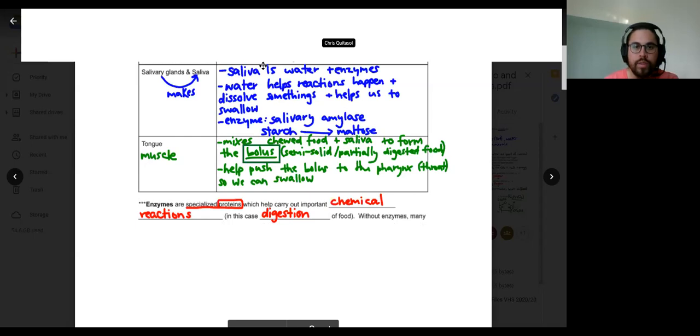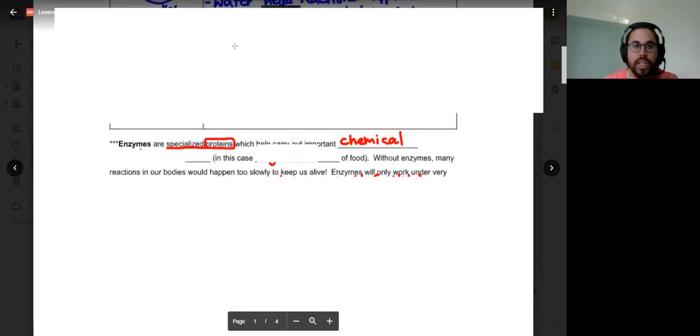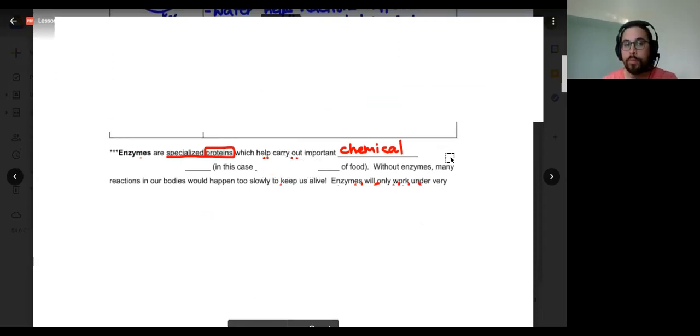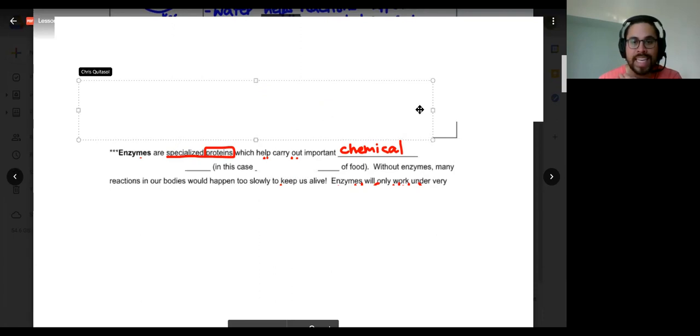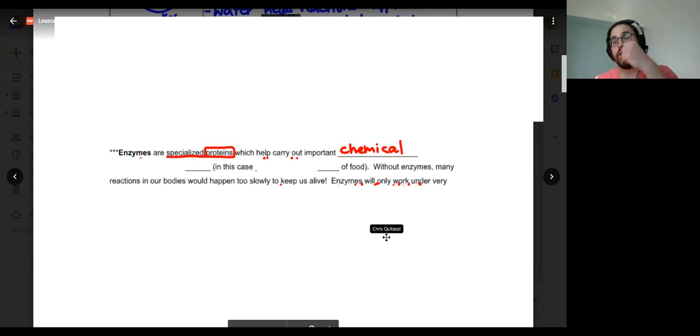So enzymes are specialized proteins. These specialized proteins, again, remember, are those proteins that we talked about earlier in this unit as well as last unit. The idea here are those amino acids that we get from our nutrients. They get broken down from proteins, turned into new proteins according to our DNA, and they help carry out chemical reactions, okay? In this case, with regards to digestion of food.